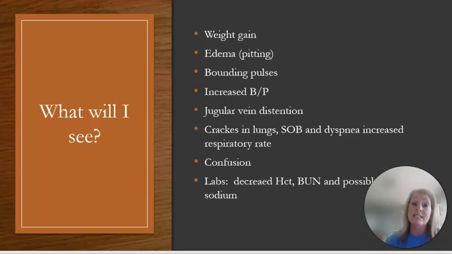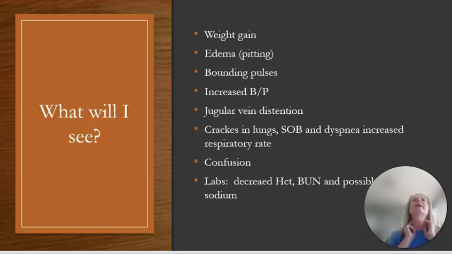So we're going to see a lot of edema. This is where you're going to look in the legs and push down, and your finger's going to go all the way down. You're going to go, oh my goodness, that's really bad. We're going to have bounding pulses, because we have too much fluid and everything's just bounding, bounding, bounding. So we're going to have a +4 on our pulses. We're going to have increased blood pressure because we have increased fluid volume. We're going to have jugular vein distension.